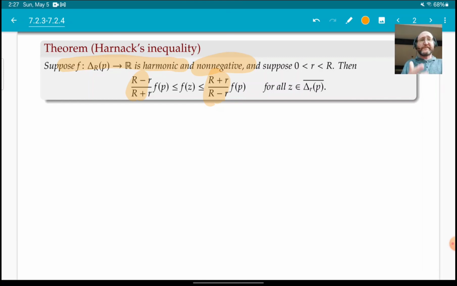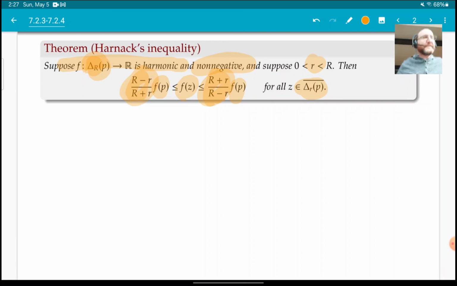So suppose that we have such a function, a harmonic, non-negative function, defined in some capital R disk. And let's take little r, a smaller radius, so basically we're looking at a smaller disk that's completely inside this one. Then we have this inequality. If we look at the value of the function at the center point, f of p, and we scale it, either slightly smaller or slightly bigger, by these two particular constants, then the value of the function on the entire smaller disk is bracketed between those two.